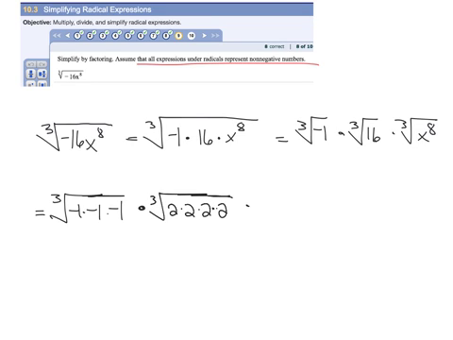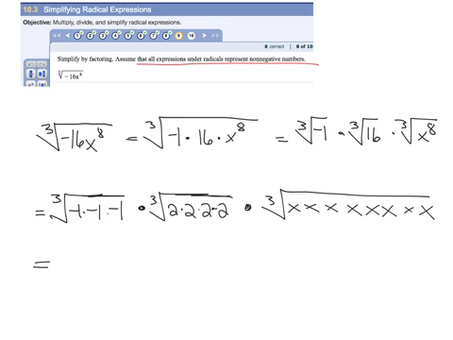And then times, the third root of x to the 8th becomes the third root of x, x, x, x, x, x, x, x. All right, so all I did was take this and write it in expanded notation. Now we can simplify. So what's the third root of -1 times -1 times -1? That's -1 times, what's the third root of 2 times 2 times 2 times 2?